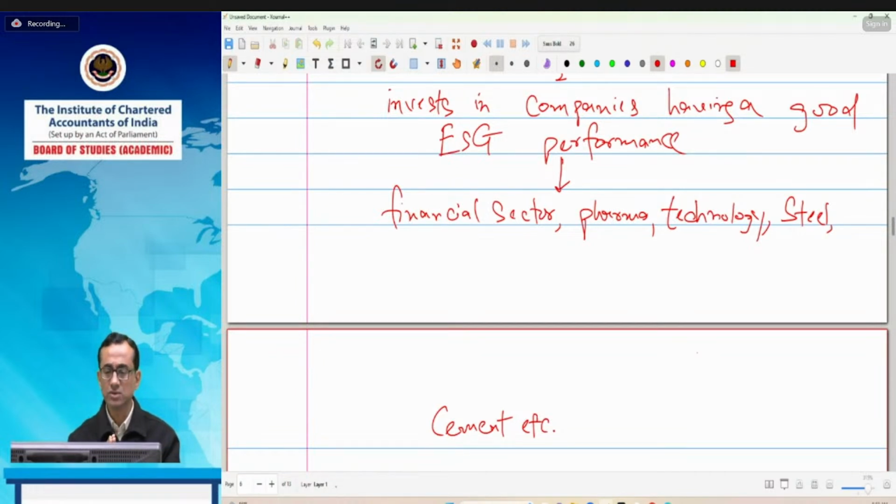as an investor, you know that it invests in those companies which have a good ESG performance, covering various sectors: financial sector, pharma sector, technology sector, steel sector, cement sector, various companies.